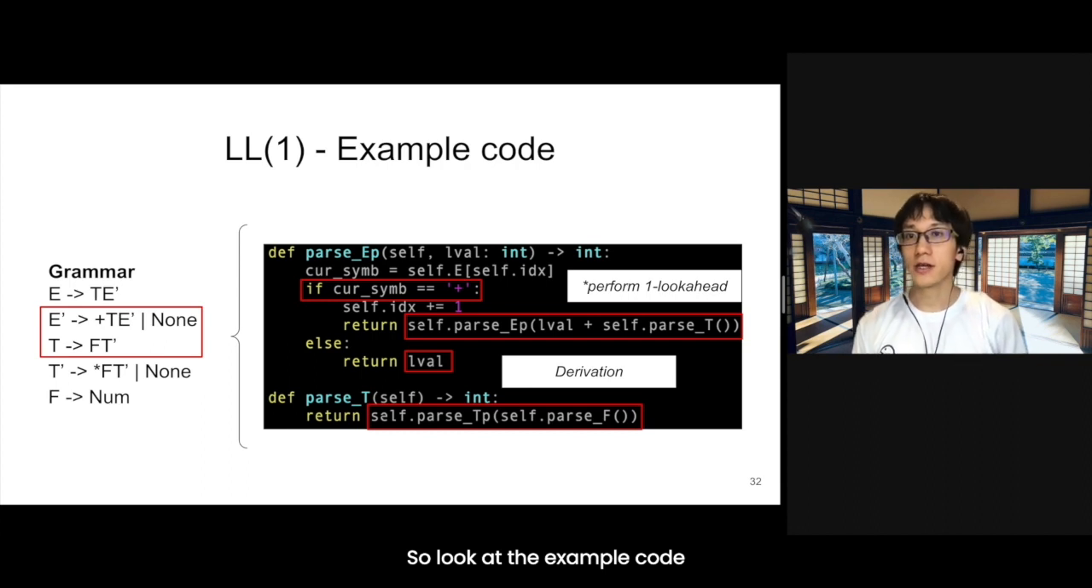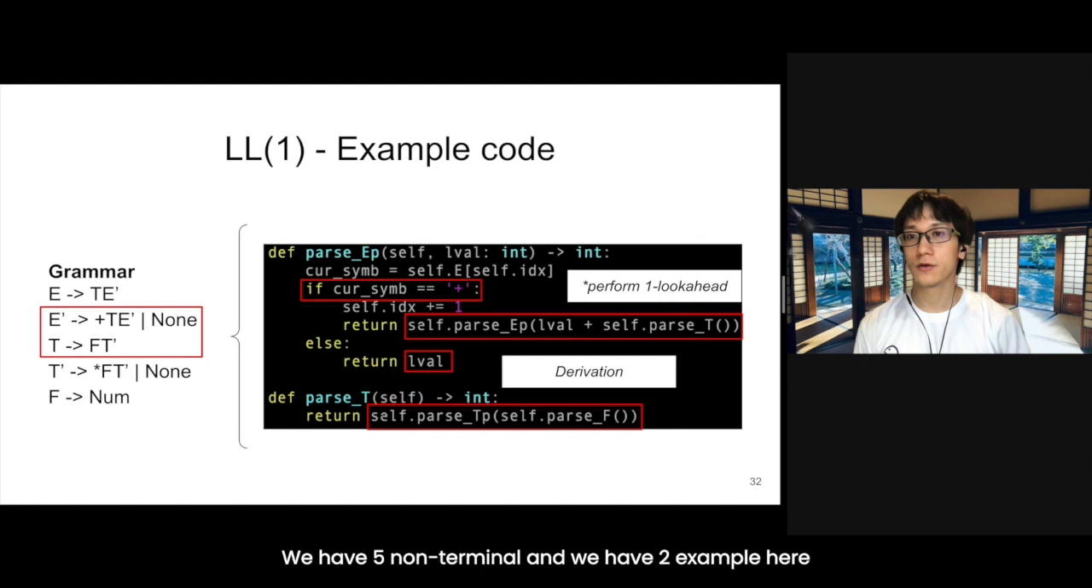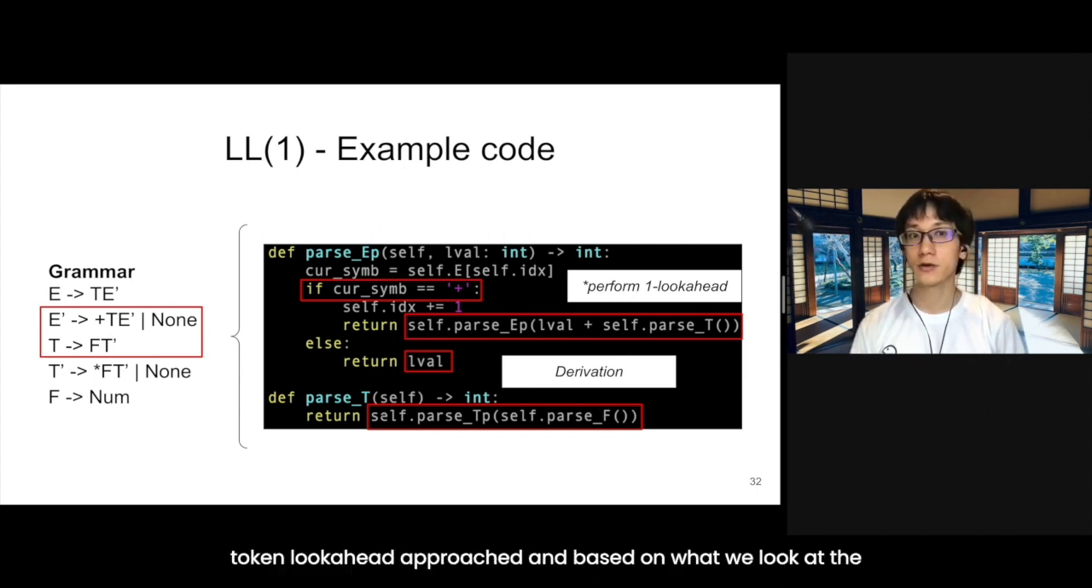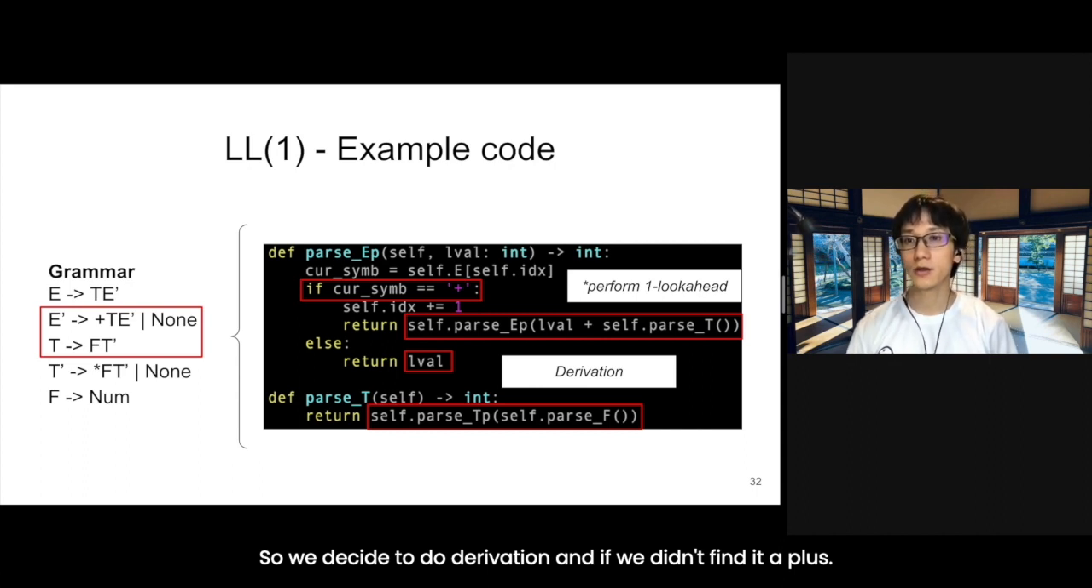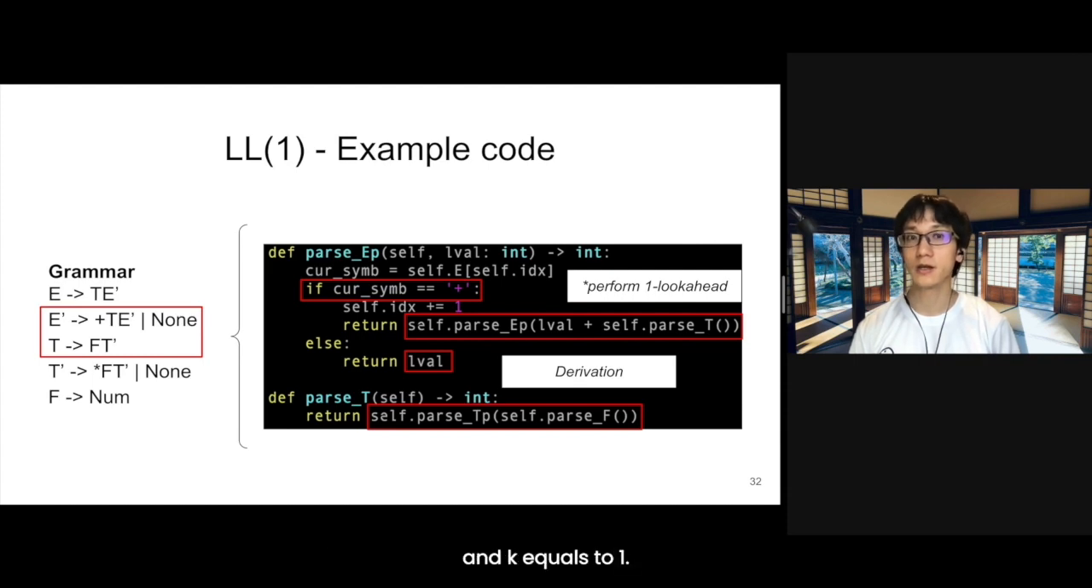So look at the example code. Here is the LL(1) example. We can see that for the grammar, we have 5 non-terminals, and we have 2 examples here. One is parse E prime and parse T. And in parse T, it's pretty simple. We just have one possibility, one derivation, so there's nothing special. But in parse E prime, because there are 2 possibilities, we need to use a k-look-ahead approach. We look at the next symbol, and if it is plus, we decide to do one derivation. And if we don't find the plus symbol as the next symbol, then we decide to do another derivation. And that is the k-look-ahead approach, and in this case k equals 1.